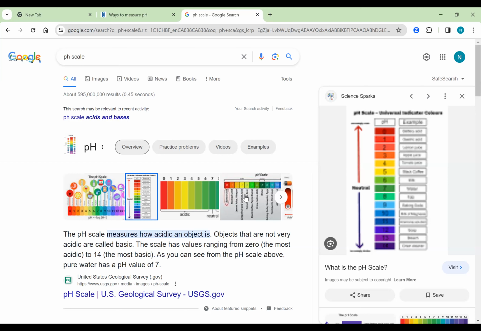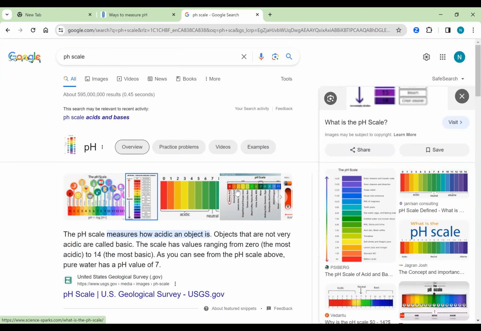And we have another one, the litmus paper. So we have the litmus paper, the solutions methyl orange and phenolphthalein, the pH scale, and we also have the pH meter, which, when you dip it, works the same as a thermometer. When we dip it, it gives us a number directly.